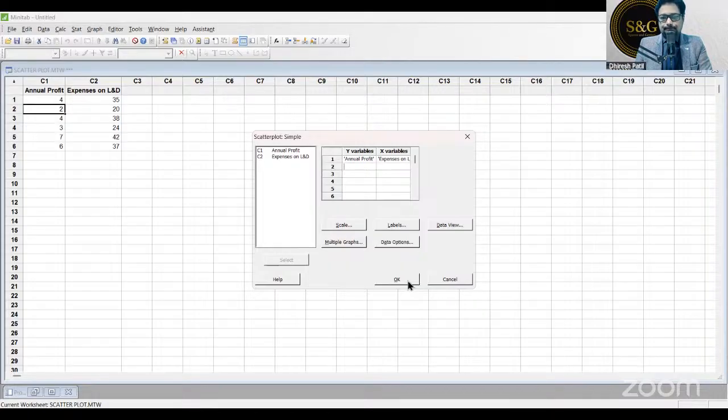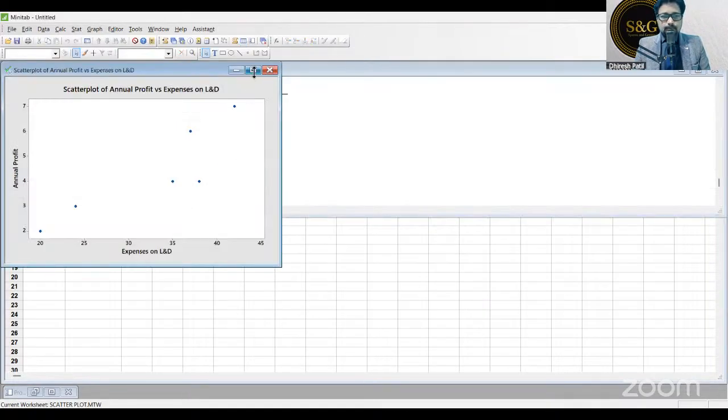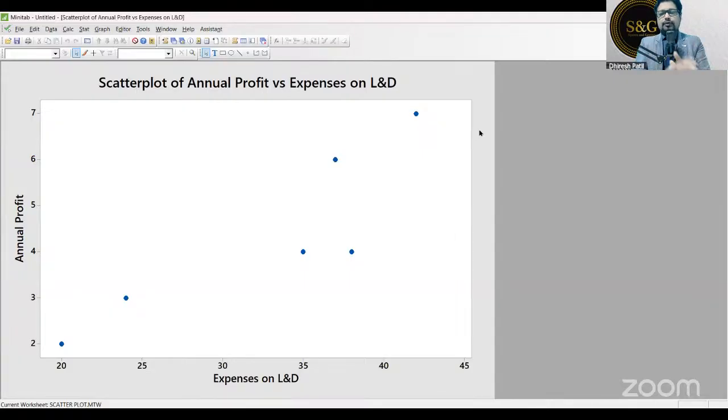Don't do anything else. Everybody with me? Very simple. Anybody behind, please let me know. Now, this kind of a graph would have appeared in front of you. Just give me yes if you got this graph. Very good. Now just observe this and tell me, L&D expenses right from 20 lakhs to 45 lakhs, we have got the data, and profit from 2 crore to 7 crore, we have got the data.